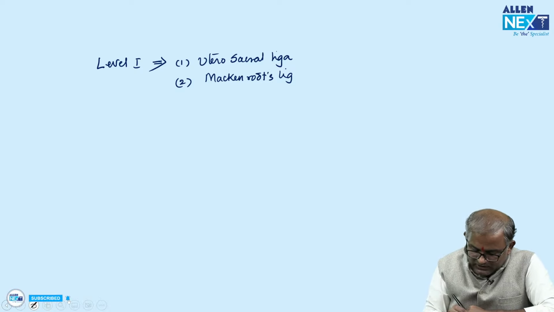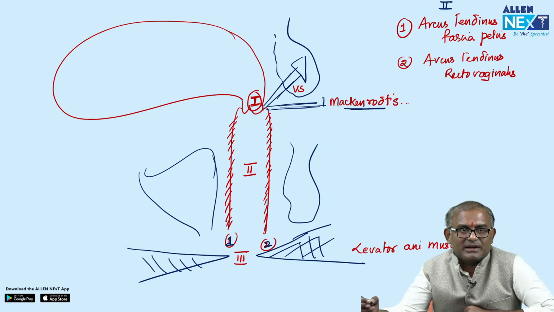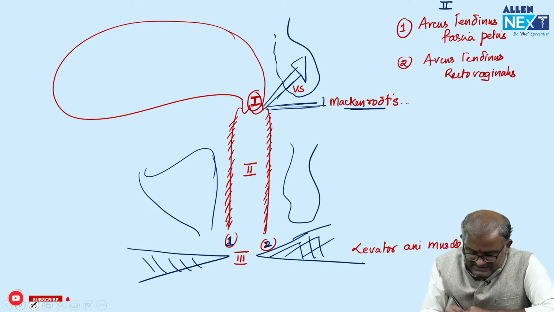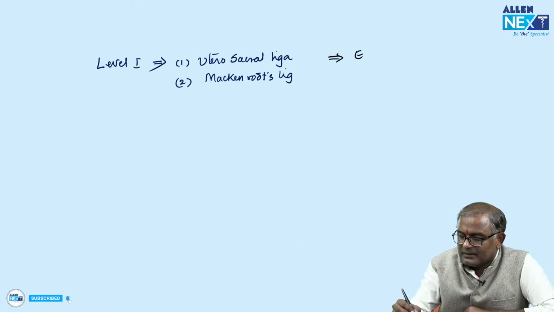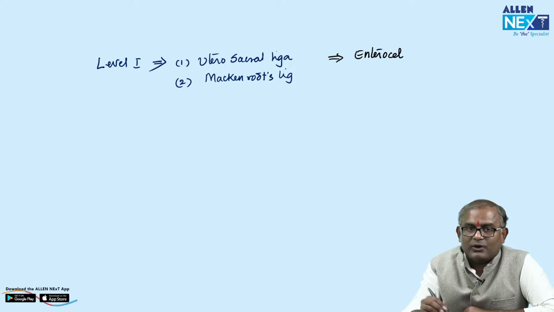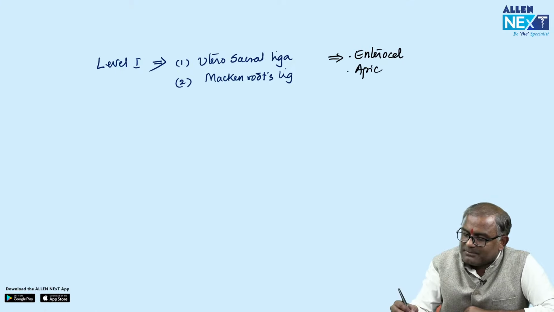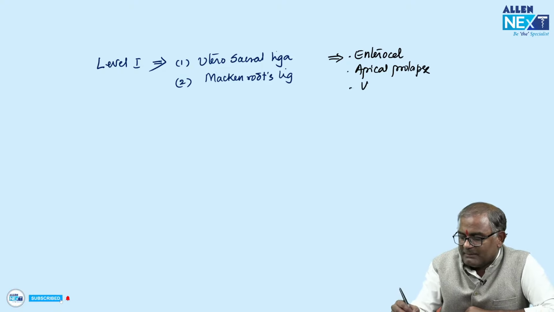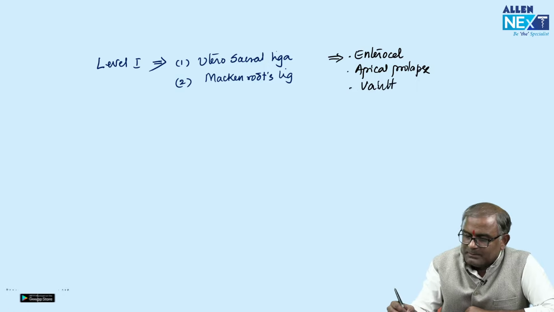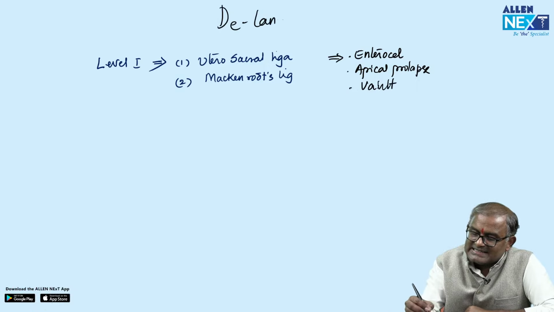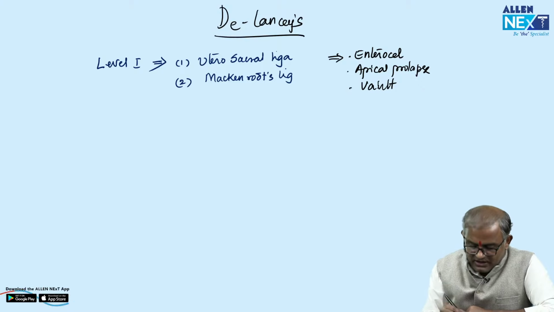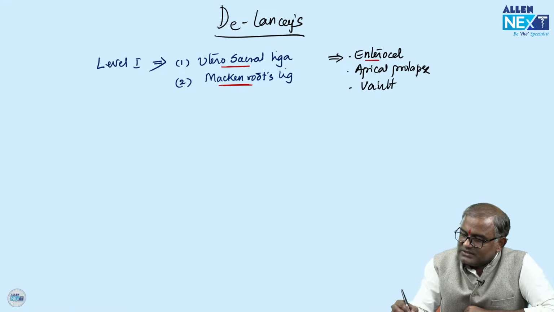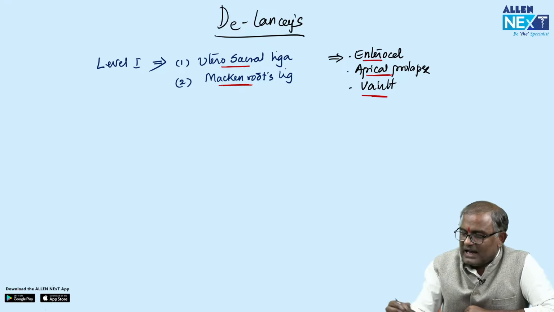Now imagine, doctor, I was telling you, whenever there is a level 1 defect, imagine there is a defect at the uterosacral and Mackenrodt's. What will come down? Bowel will come down. That is enterocele. Level 1 defects lead to what, doctor? Enterocele or apical prolapse. That is, apex of the vagina will prolapse, or vault prolapse. So this is the DeLancey supports. So level 1 is what, doctor? Uterosacral and Mackenrodt's, which leads to enterocele, apical prolapse and vault prolapse.